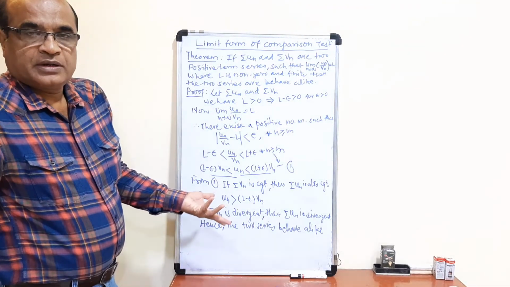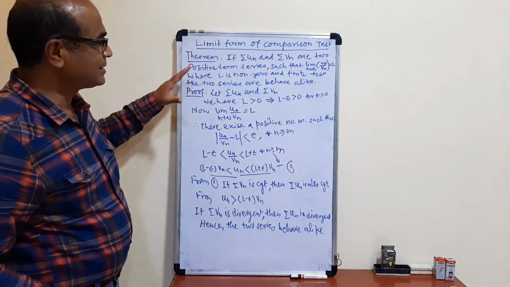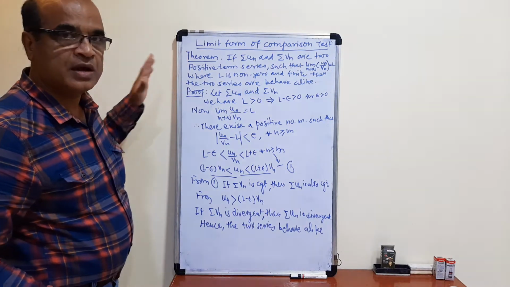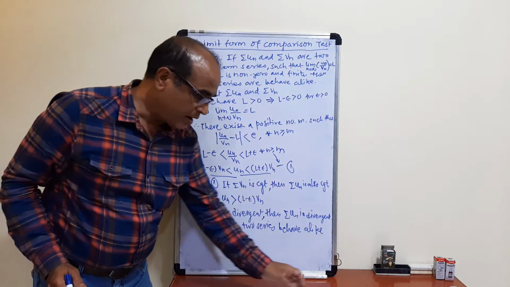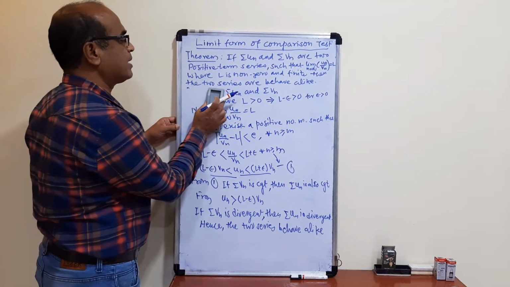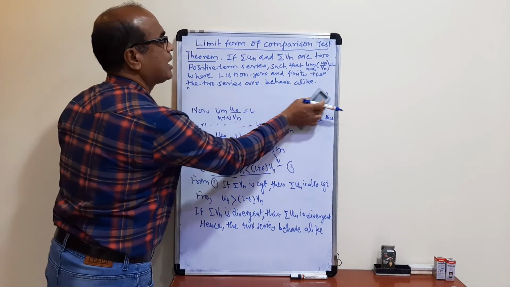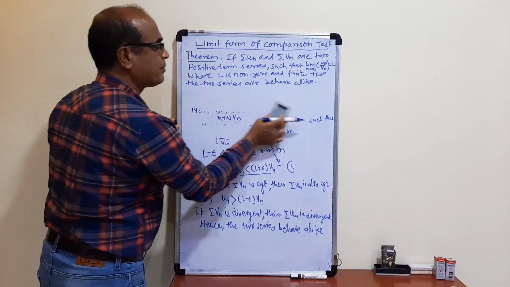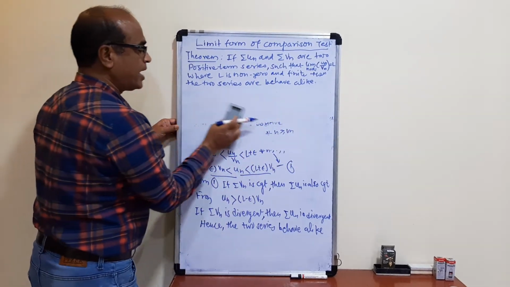If one is divergent, then the other is also divergent. Hence the comparison test 2, and this is the proof of test 2. So we take very simple examples. We solve that example by using the comparison test.